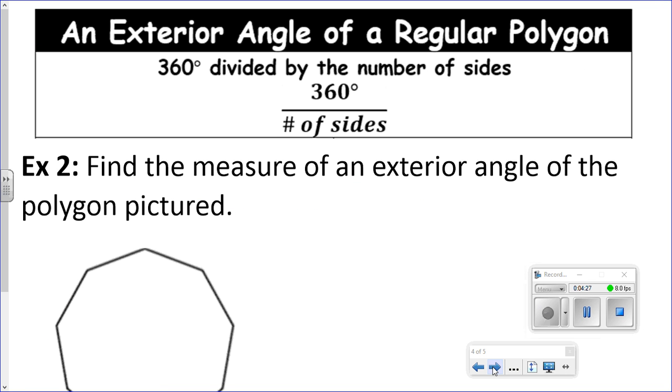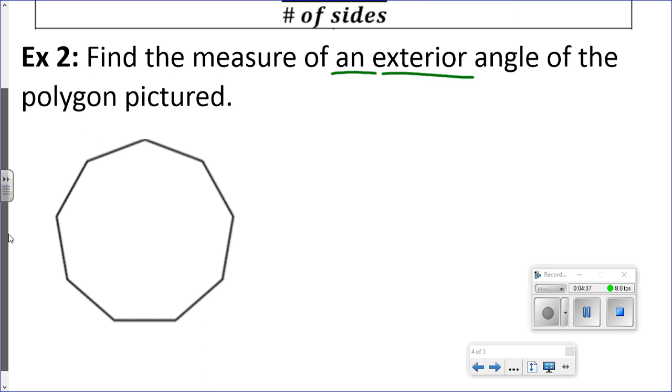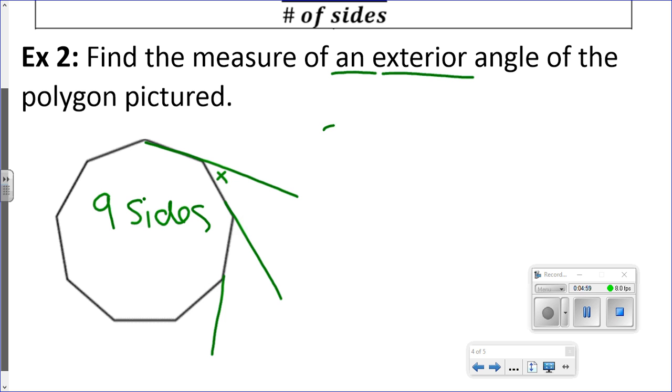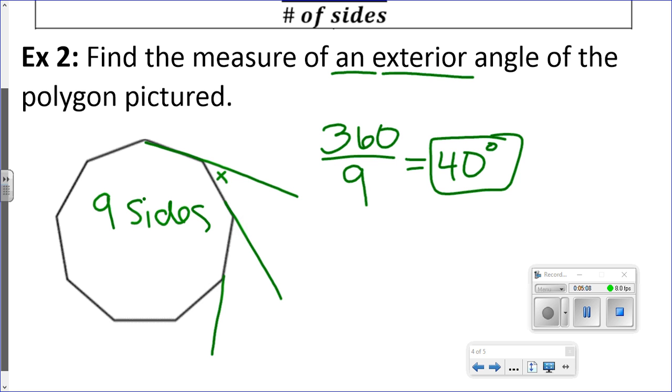Example 2, it says find the measure of an exterior angle of the polygon pictured. An exterior angle. So we want one of the angles on the outside. So again, this is pretty similar to what we were just doing. What I'm really looking for is one of those. So first of all, we just got to figure out how many sides we have, and this is a 9-sided figure. So there means there's 9 interior angles, and there's 9 exterior angles. So we're just going to do 360, because all of them have to add to 360, divide by 9. And so we know that each angle on the exterior is 40 degrees. So that angle there will be 40 degrees. Okay.